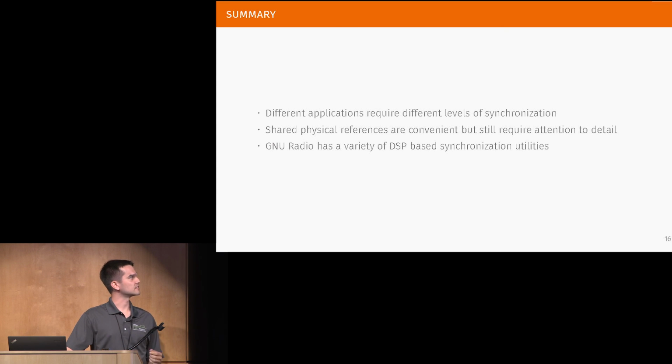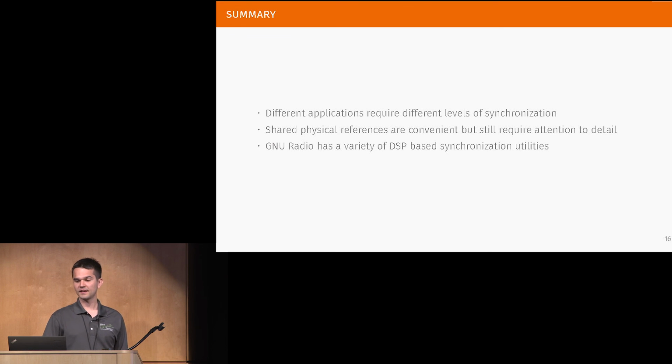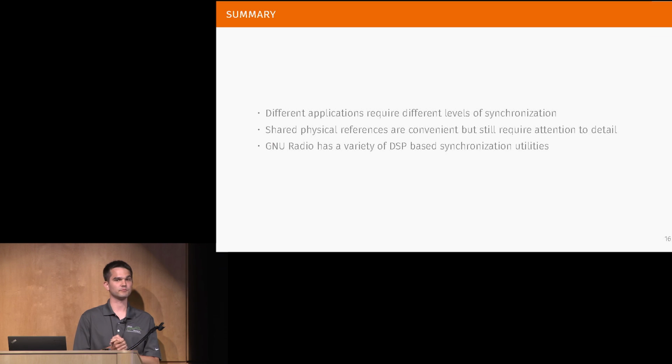Yeah, the shared physical references are convenient, but you can still get them wrong if you have different length cables, you have the amplitudes wrong and stuff like that. And GNU Radio has a variety of DSP-based blocks. If you just go to GRC and look up synchronization, there's a few there that will allow you to track carrier frequency drifts and stuff like that. But I haven't talked about those.